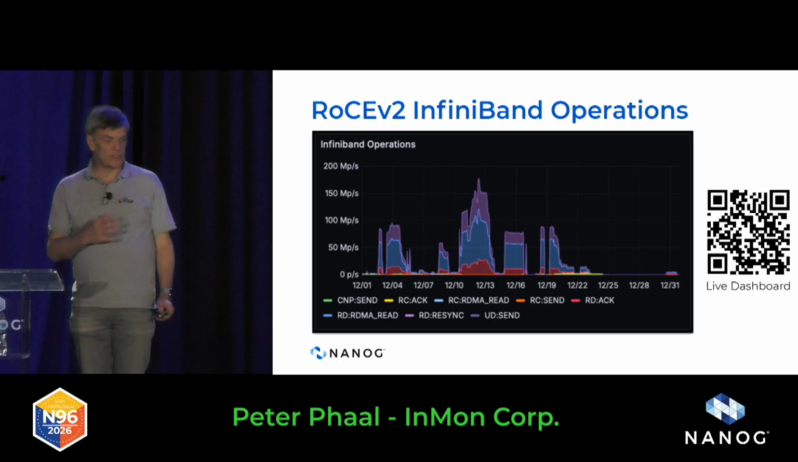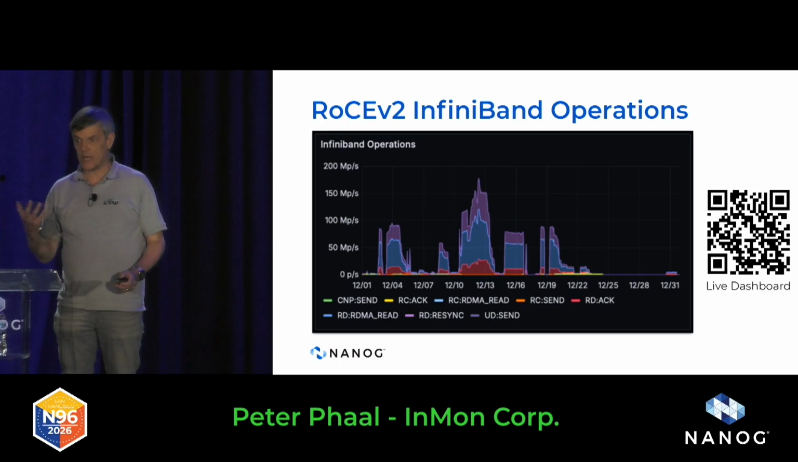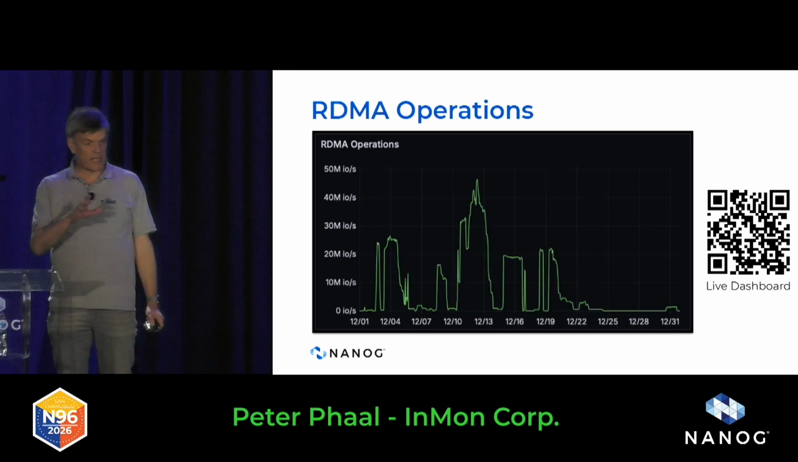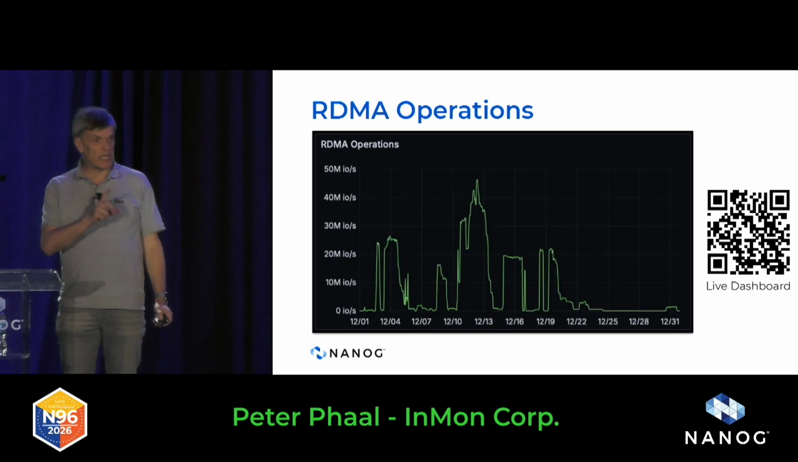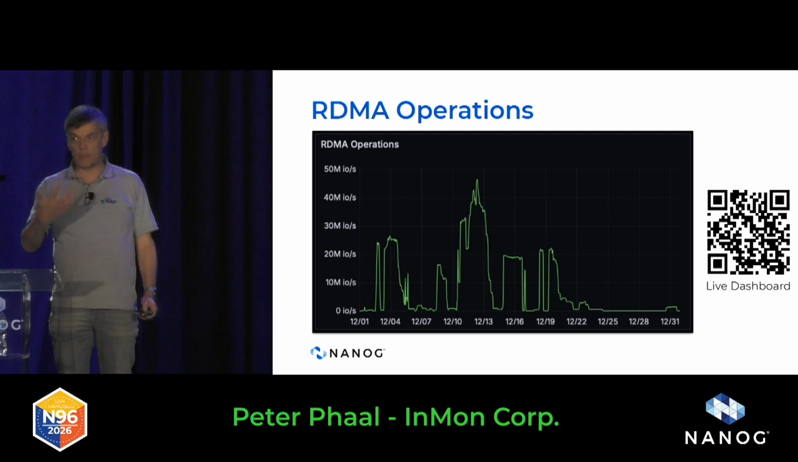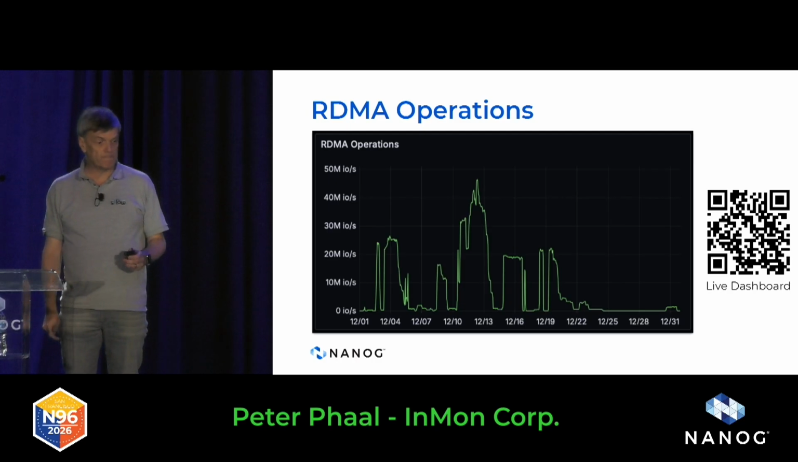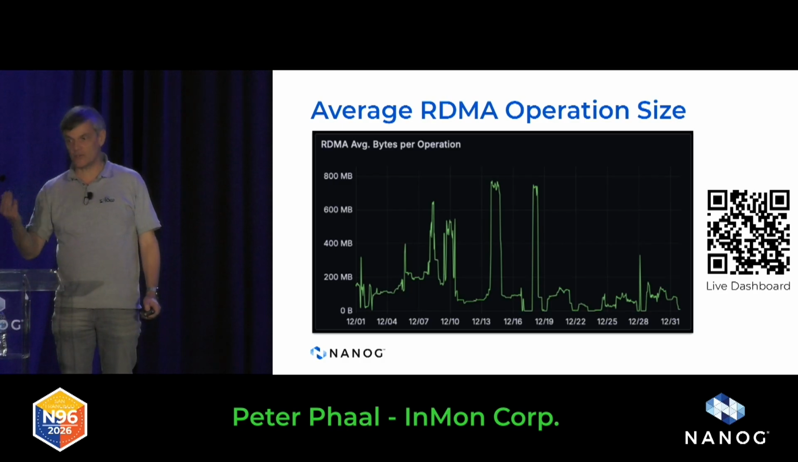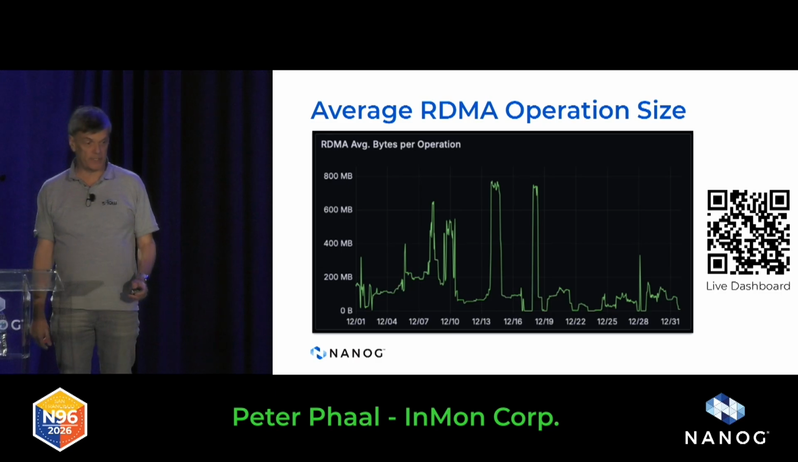And this chart shows the mix of InfiniBand operations in the cluster. And the next one kind of drills into RDMA operations. And so we're now seeing how many I/O operations per second are running. And this one shows the average number of bytes transferred with each RDMA operation.